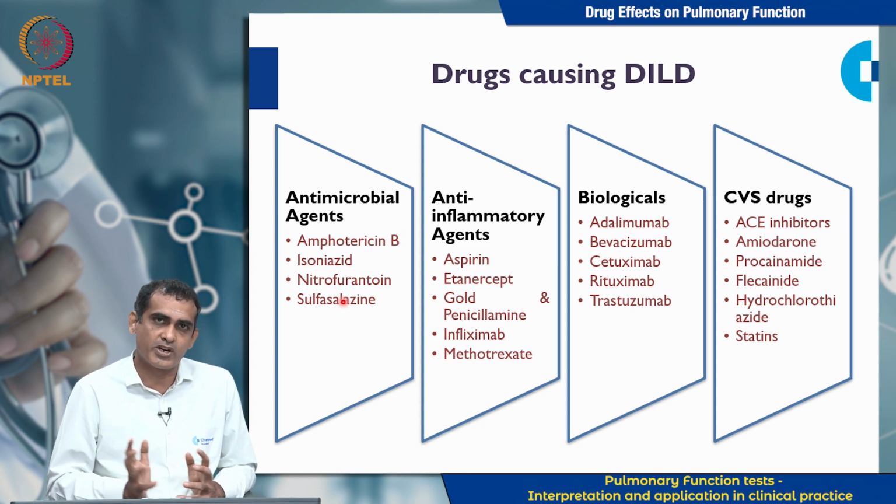Cardiovascular system drugs, we are using them very commonly in our practice. ACE inhibitors like captopril, enalapril, lisinopril, perindopril, with long-term use, sometimes they produce interstitial lung disease. Amiodarone, an antiarrhythmic drug we commonly use, procainamide, flecainide, hydrochlorothiazide, statins we use to reduce blood cholesterol, they may produce ILD.